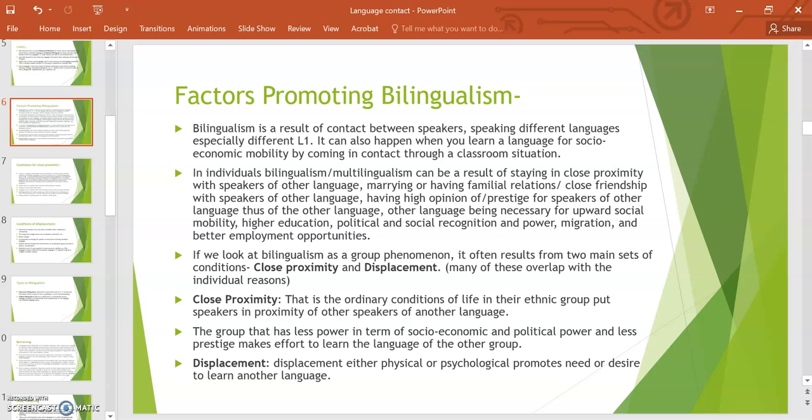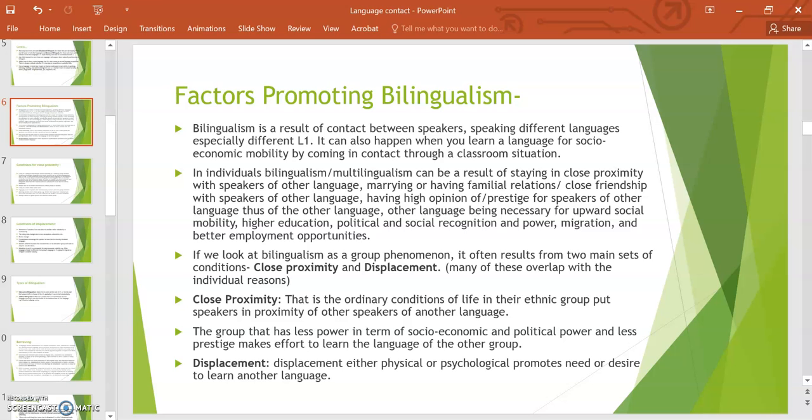Hello, now we will study about factors promoting bilingualism and multilingualism. So, bilingualism is a result of contact between speakers speaking different languages, especially different L1s. It can also happen when you learn a language for socio-economic mobility by coming in contact through a classroom situation.